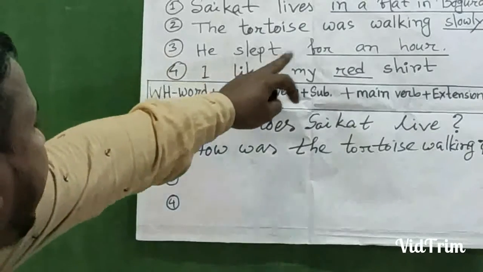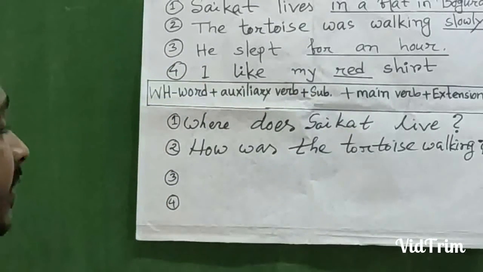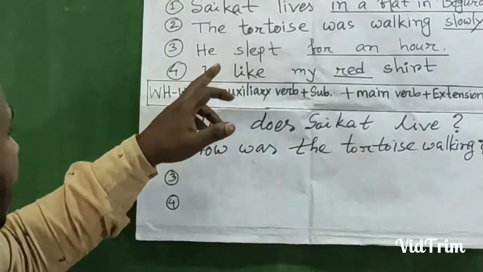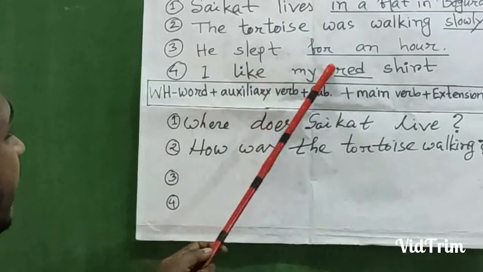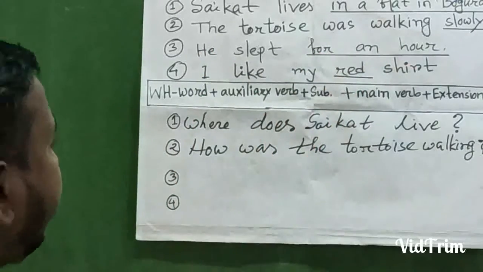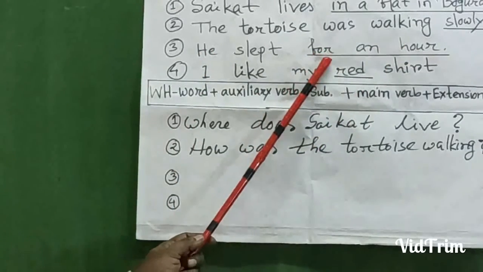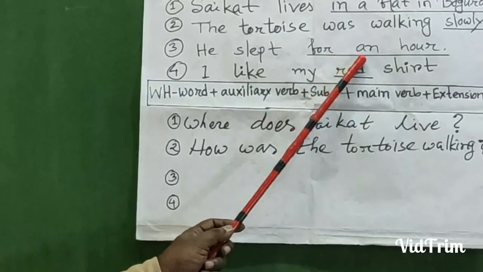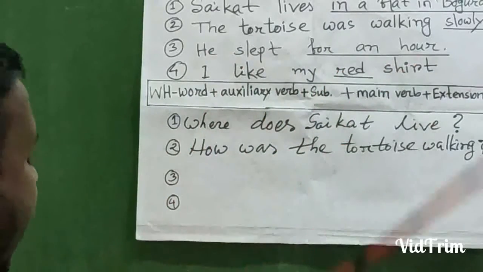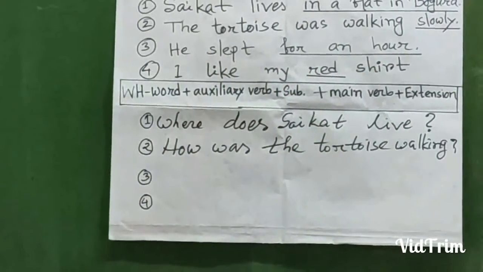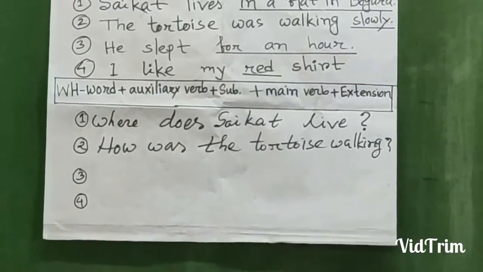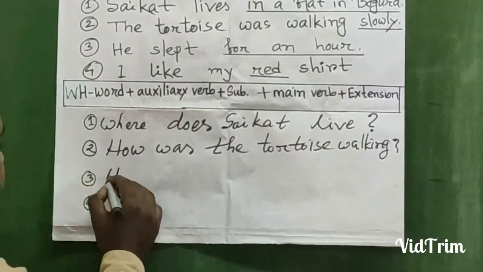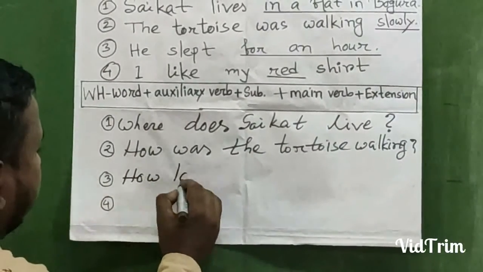Sentence number 3. He slept for an hour. Here you see that for an hour is underlined. So you can see the duration. He slept for an hour. For duration, which WH word have we used? How long. In the previous class we have learned it. How long?